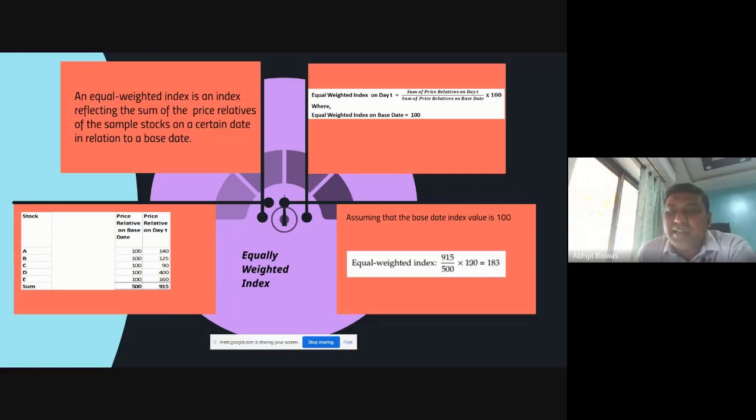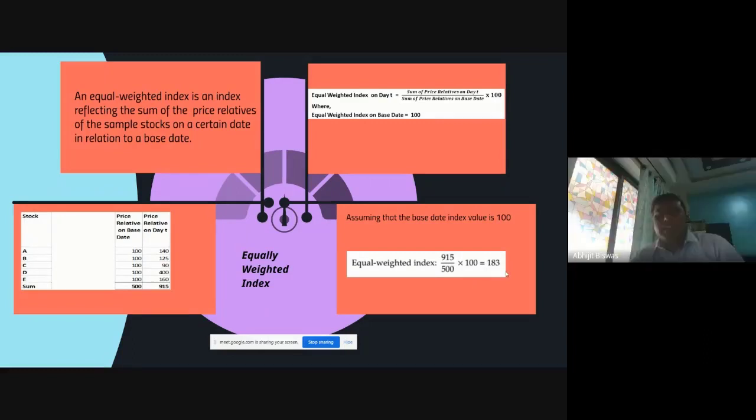And this 100 is nothing but the base date equal weighted index. So that's how we have calculated. Equal weighted index is calculated like this: sum of the price relatives on day T divided by sum of price relatives on the base date, multiplied by 100, where 100 is the equal weighted index on the base date. So 915 divided by 500 into 100 is 183. So the equal weighted index on day T is 183.